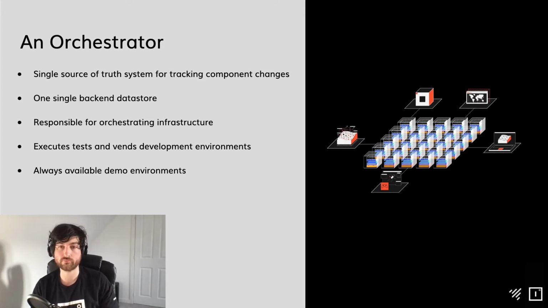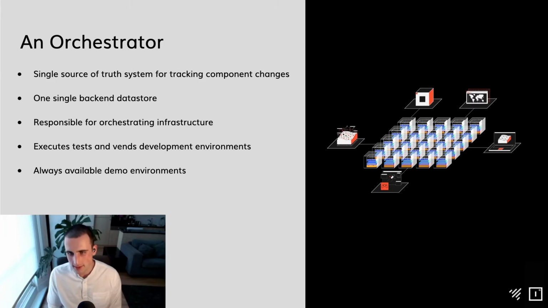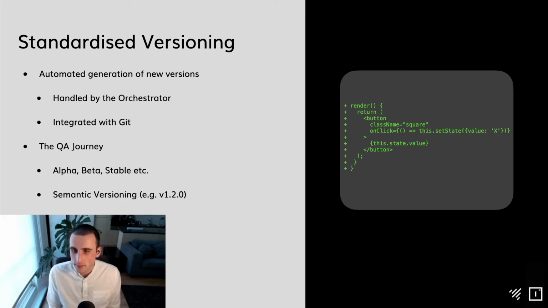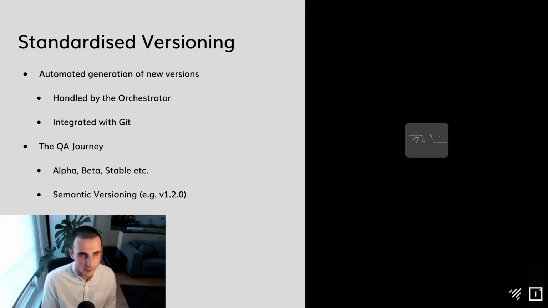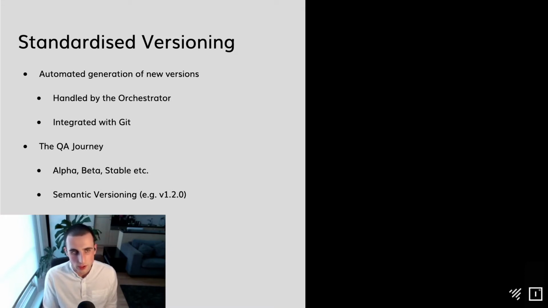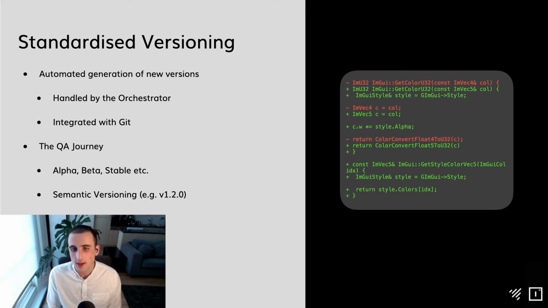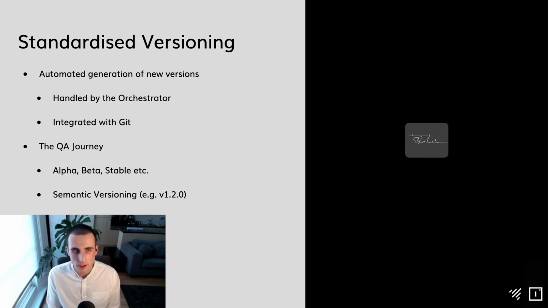In our proposed solution, we wanted an automated system for generating new versions as changes are made in Git. No matter which team makes the changes, it's automatically picked up by the orchestrator cluster and then generated with a new version that can be consumed by those developers. That can then be taken onwards into the QA journey as those engineers start to integrate those changes further with the other components on the platform.